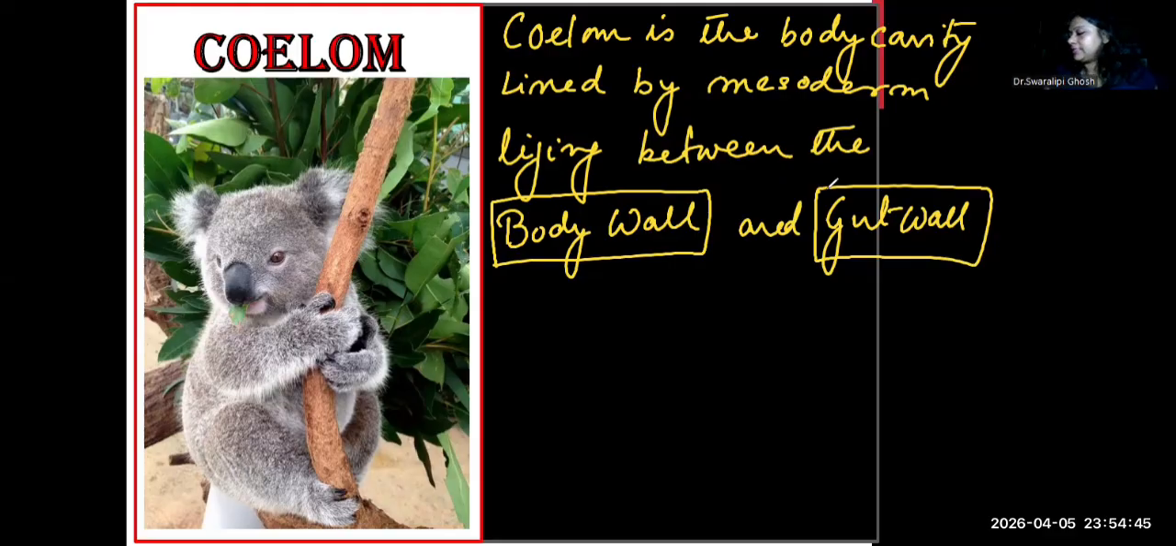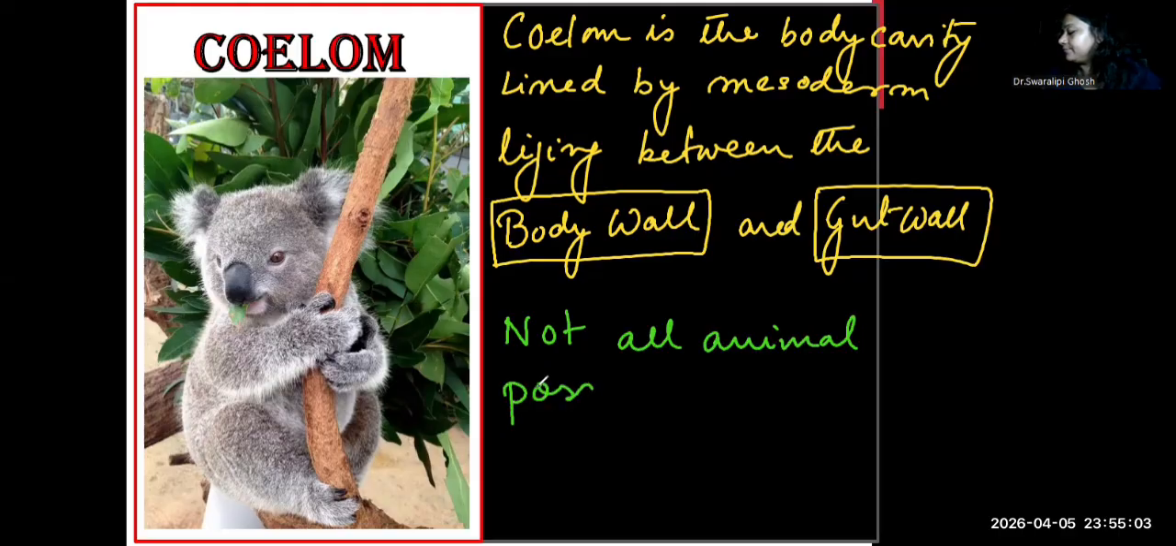Now the question is, we have to mention over here whether every animal has this coelom. No, that's not the fact. Not all animals possess coelom, right? So we have to keep this in mind. Now, why I'm telling this? You can say that, ma'am, you've said that triploblastic animals are those who have the mesoderm.